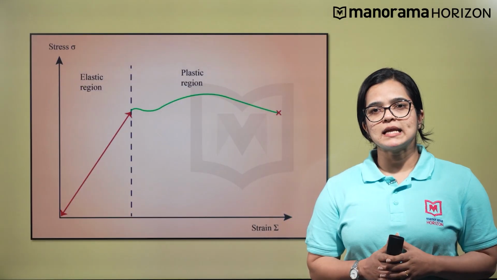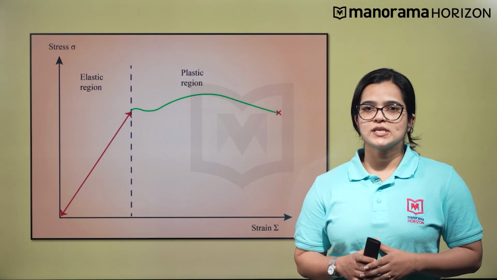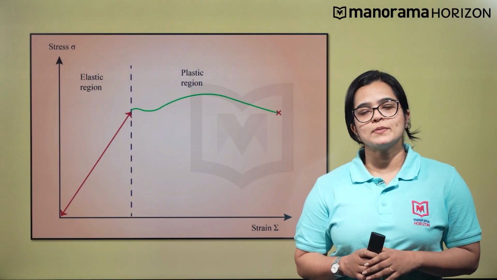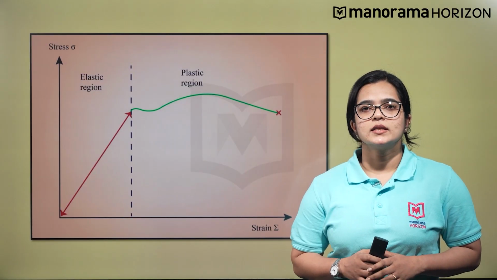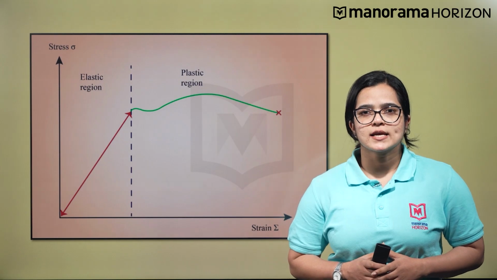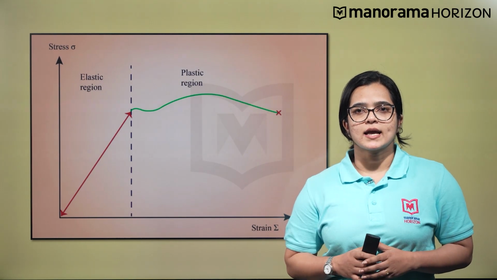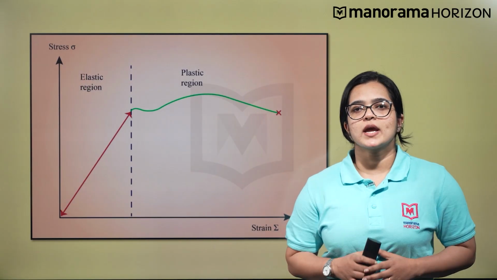The slope of the elastic region of the curve gives us a quantity which is a characteristic property of the material under consideration. This quantity is called the modulus of elasticity. There are moduli of elasticity of different kinds depending on the type of stress applied and the strain produced by the given material.